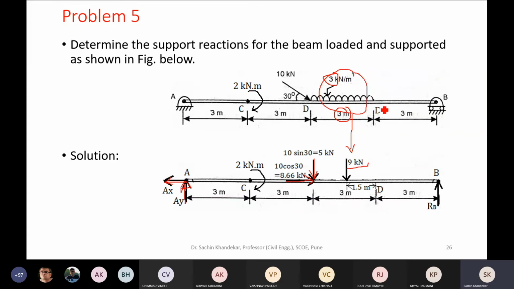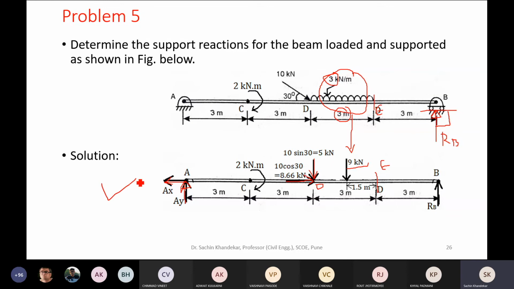Of course, it is acting through which point? Say from point E or from point D. Yes, it is acting at a distance of 3 by 2, that means the midpoint of DE, correct? Which is 1.5 meter from D or E. And then here this is a roller support, and we know this plane of support is horizontal, so there will be only one reaction at the roller support, which is perpendicular to the plane of support. And here I have assumed RB in vertically upward direction.